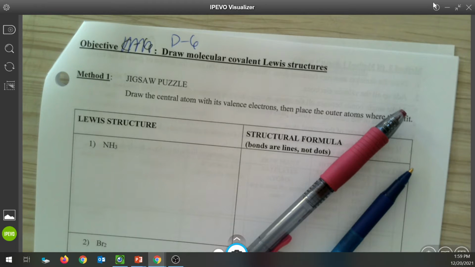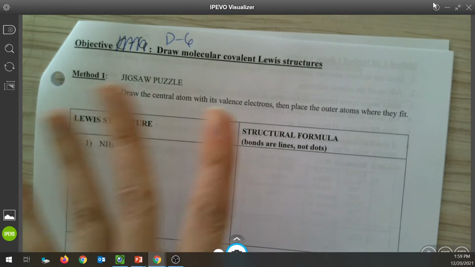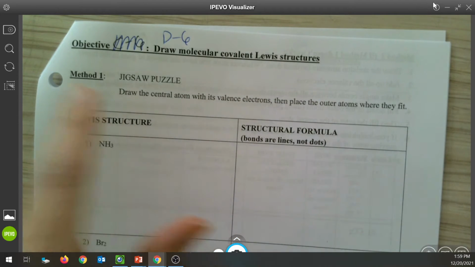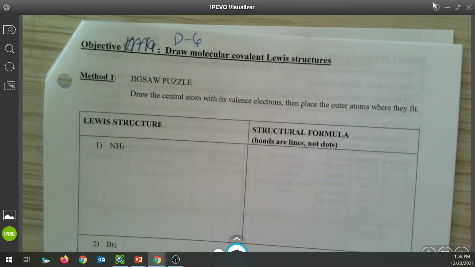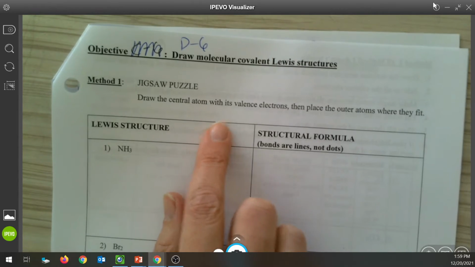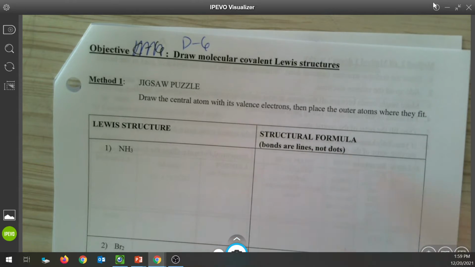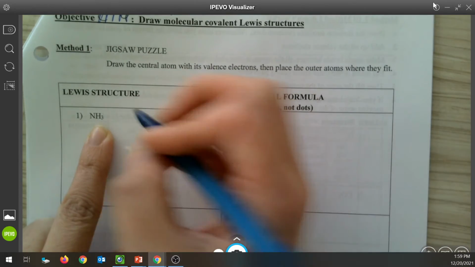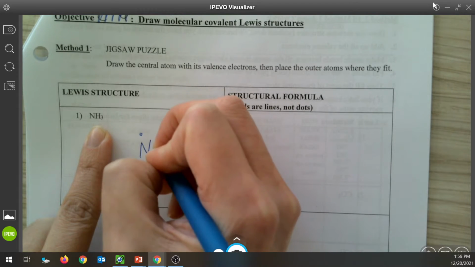These can get kind of tricky, okay, because some of these molecules can get very big and very complicated. For the more simple molecules, I got two methods for drawing these types of Lewis structures. That's a lot more difficult than ionic. First method I made up, I call this the jigsaw puzzle method, okay? All you do with this method is you draw the central atom with its valence electrons. The central atom's whatever you have the least of. What do we have less of, N or H? N. Draw that in the middle with its valence electrons.